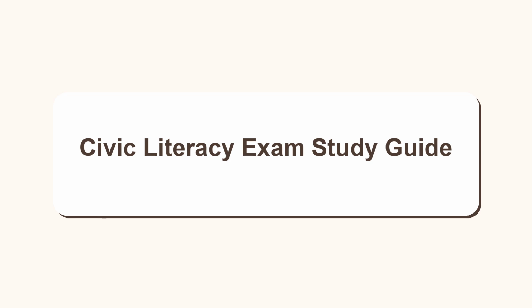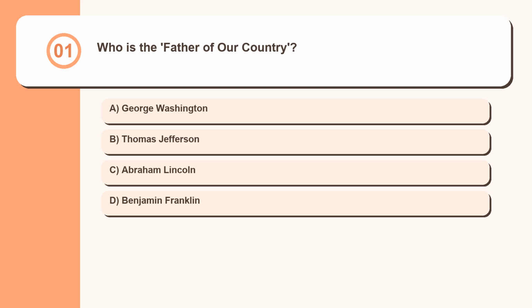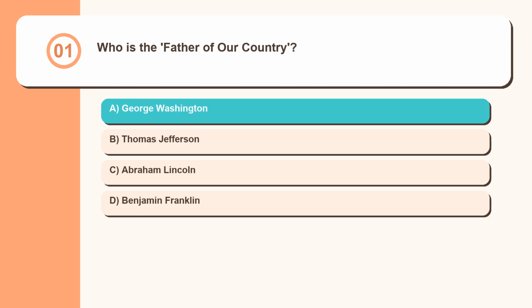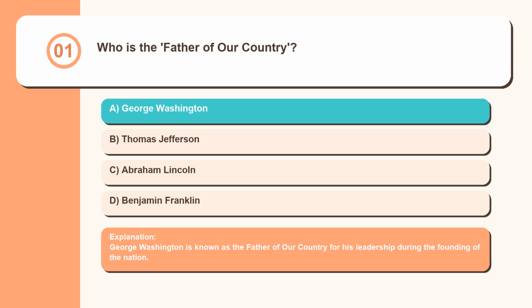Civic Literacy Exam Study Guide. Question 1. Who is the father of our country? George Washington, Thomas Jefferson, Abraham Lincoln, Benjamin Franklin. George Washington is known as the father of our country for his leadership during the founding of the nation.